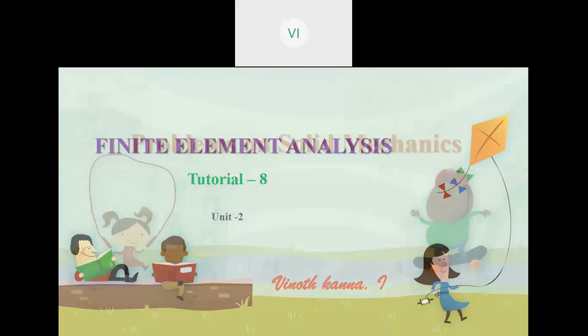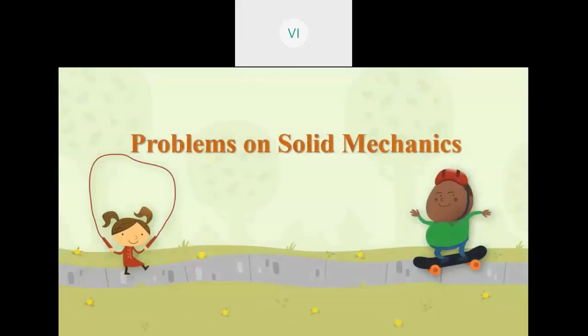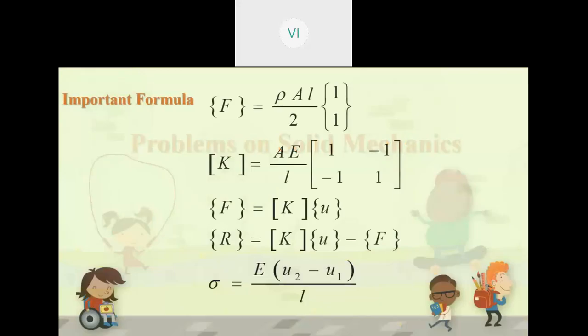Today we are going to discuss problems on solid mechanics. Here we are going to analyze three problems: one is a very simple problem, then a moderate one, and one tough problem. Before getting to the problems, let us discuss some of the formulas. The formulas are all the same as what we already discussed for the truss element and the bar element. The same formulas are used here also.